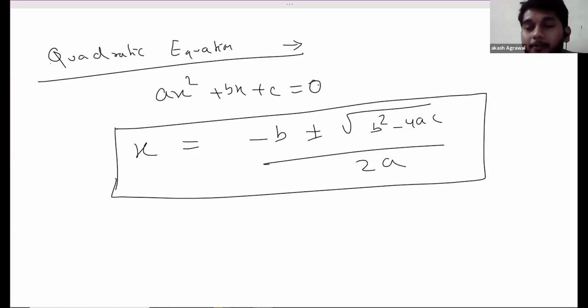Don't say that's a formula. Okay, so how to memorize this? X equals minus b plus minus under root b square minus 4ac by 2a. If you memorize it in a flow, it will get done. Okay Afnan, okay, sir. Please write it down.